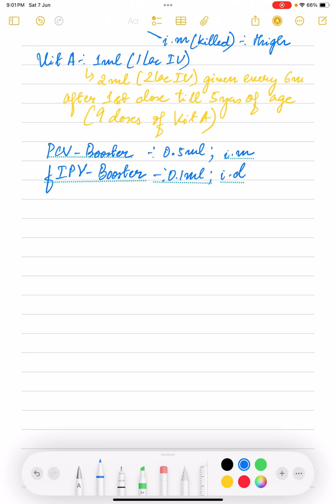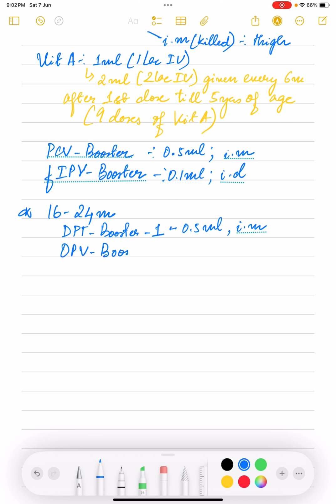Now coming to the next age group, we have 16 to 24 months. Now here we give DPT booster 1, same 0.5 ml IM, and now another booster is OPV booster. This is 2 drops oral.